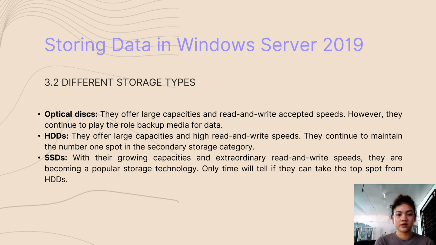3.2 Different storage types. Number one is optical disk. They offer large capacities and read and write speeds. However, they continue to play the role of backup media for data. Second one is HDD. They offer large capacities and high read and write speed. They continue to maintain the number one spot in the secondary storage category.